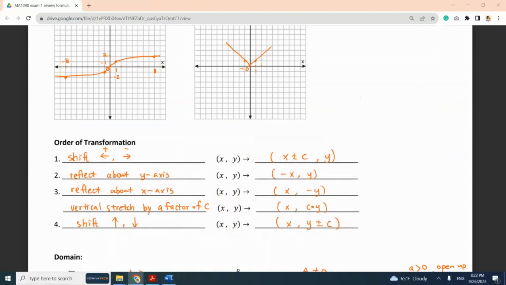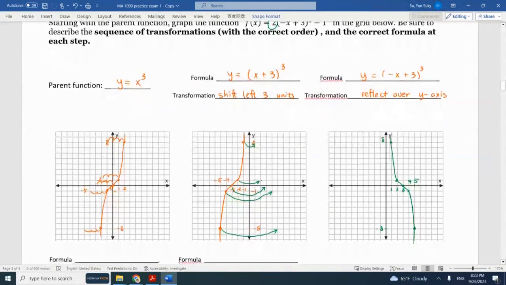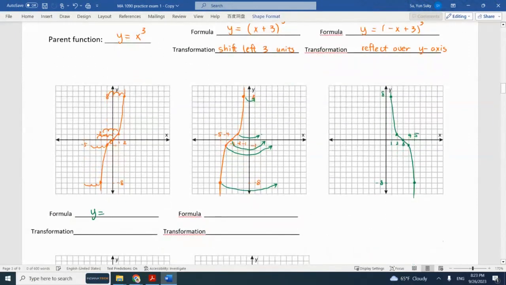Next, we check, do we have reflection about the x-axis? Do you see a minus sign in front of everything? See here, we don't have a minus sign in front of everything, so we don't have reflection over the x-axis. But we do have a 2 multiplied by everything. So next step, the formula is 2 times negative x plus 3 cubed. And this is vertical stretch by a factor of 2.